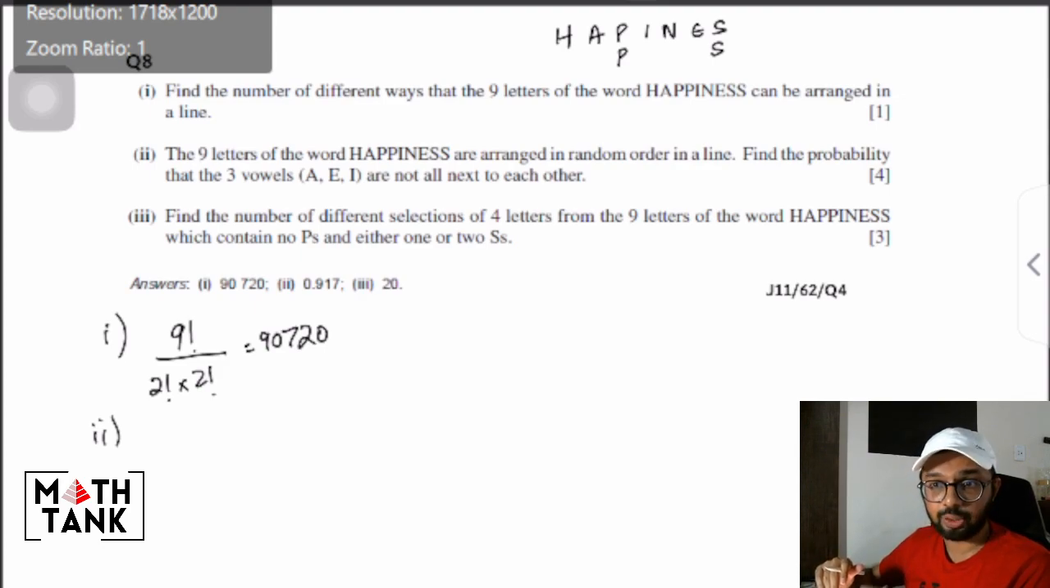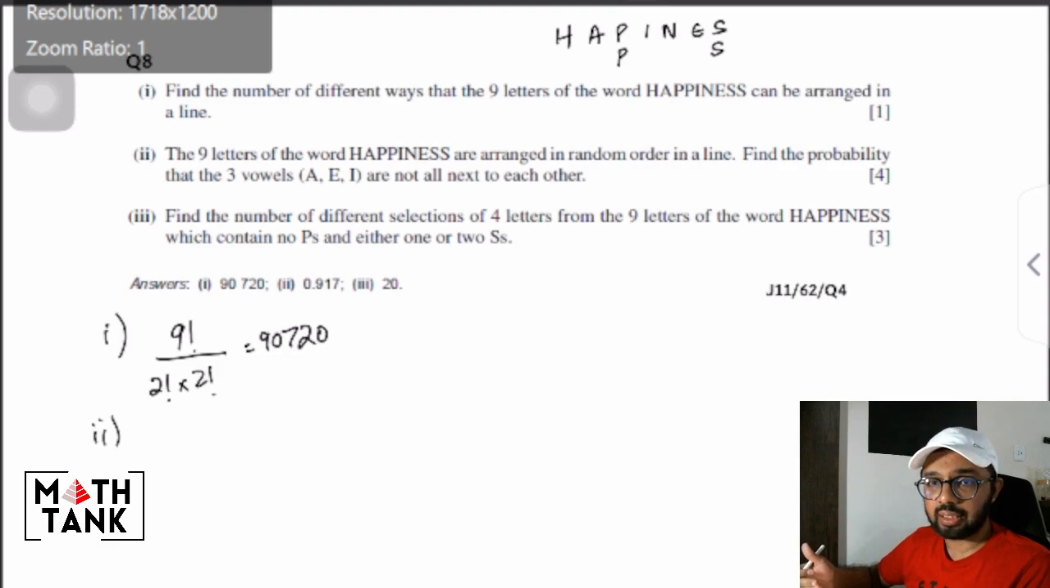I'm now calculating probability. So whenever you are doing probability, remember that your denominator is always going to be the unrestricted arrangements, or combinations in the case of combinations, the unrestricted number of ways of doing that task, which is something that I've already calculated in part 1. 90720 should be my denominator.